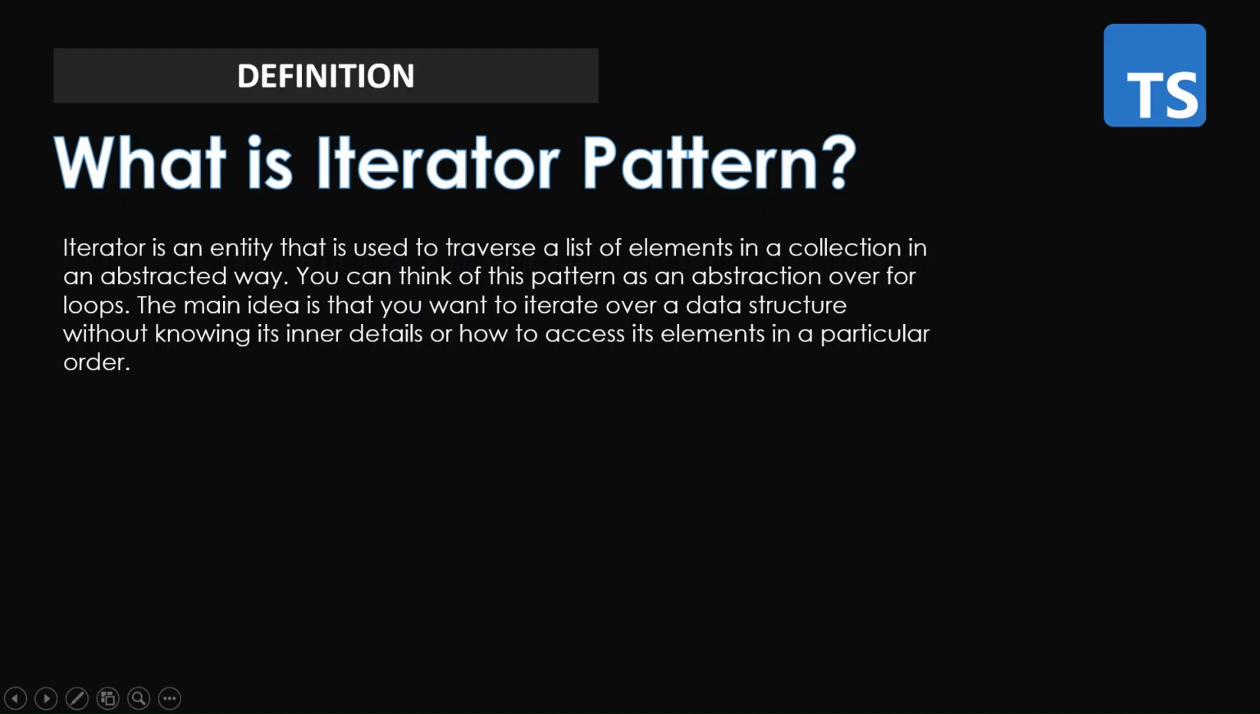So you can think of this pattern as an abstraction over for loops. The main idea is that you want to iterate over a data structure without knowing its inner details or how to access its elements in a particular order.